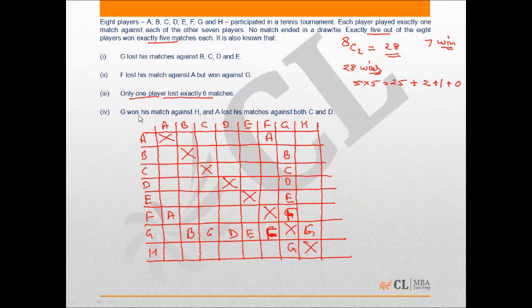And last says A and G lost its matches against C and D. So between A and C and D, this will be C, this will be D. Between A and C and D, this will be C, and this will be D.